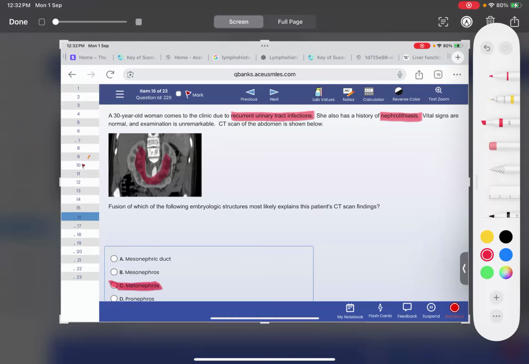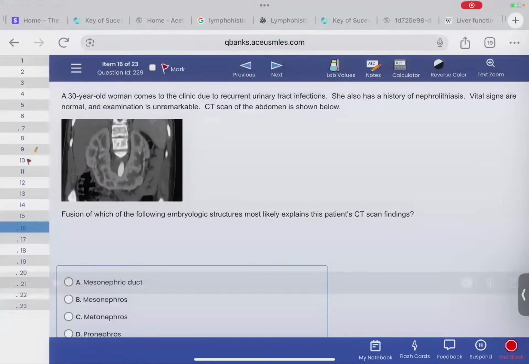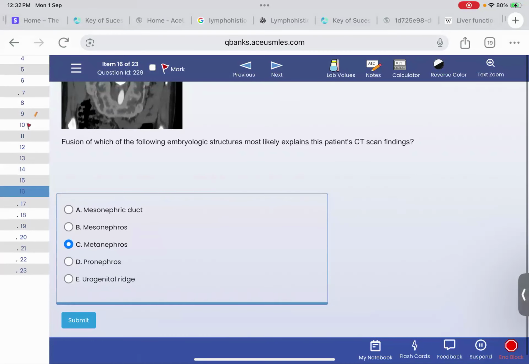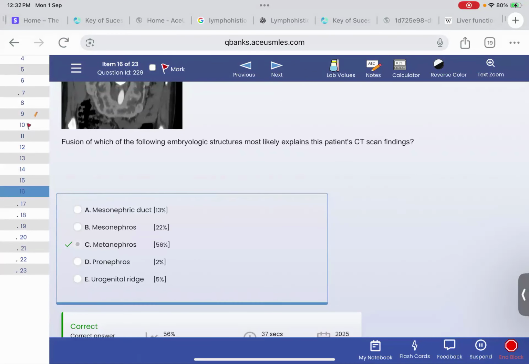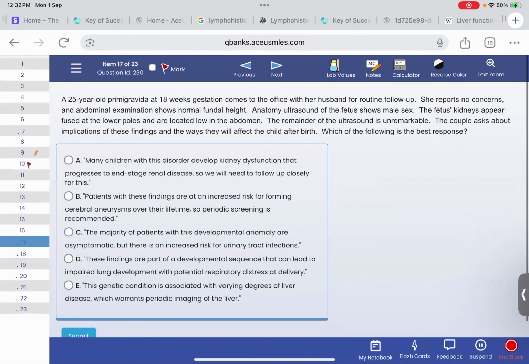What does the mesonephros form? The Wolffian duct. So I thought we would be doing it in 1 hour because the questions are very simple and easy.